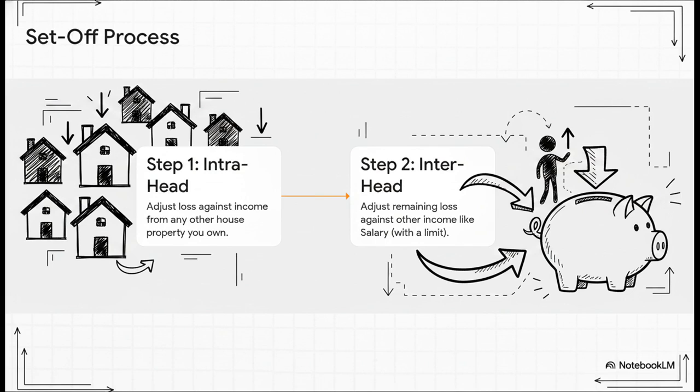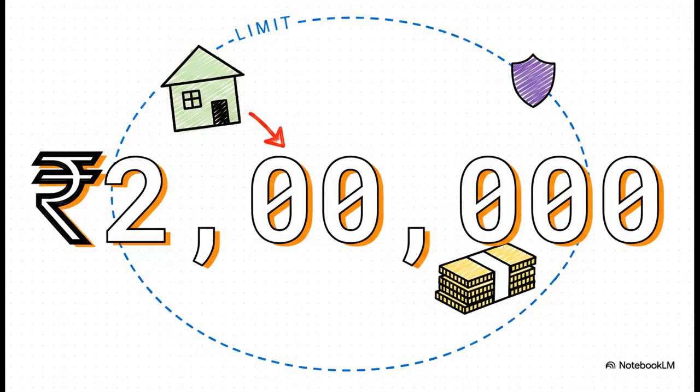But if you still have a loss left over, you move to Step 2, the inter-head set-off. Here, you can adjust that remaining loss against other kinds of income, like your salary. But there's a limit. And this is the number you absolutely have to remember. It's a hard limit. Under Section 109, the maximum amount of house property loss you can set off against your other income is 2 lakh rupees. That's it. It's worth noting that this rule hasn't changed from the old 1961 Act, which is great for continuity.